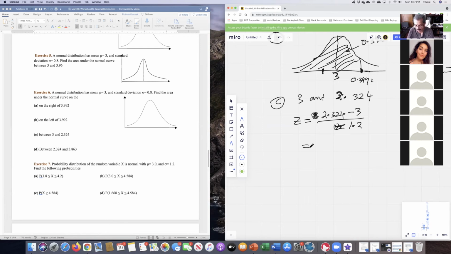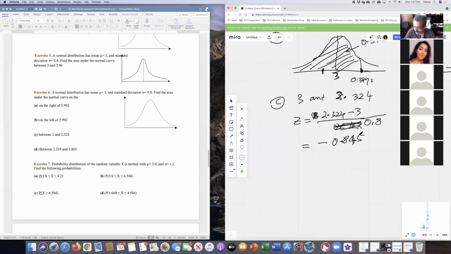How did we get 1.2 as a sigma? 1.2 is the sigma given to you in the problem. Oh, I'm sorry, 0.8. I'm looking at the wrong problem. Yeah, I was confused too. I was reading the wrong problem. So I'm subtracting 3 from that and now dividing by 0.8, and I'm getting negative 0.845.